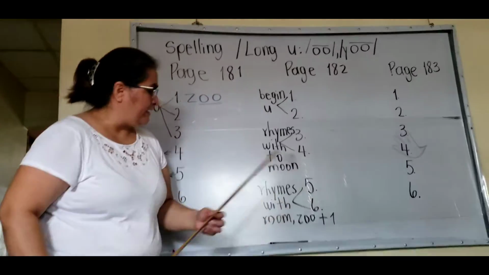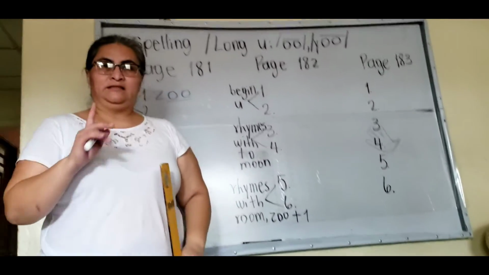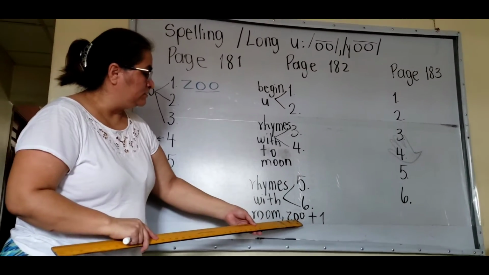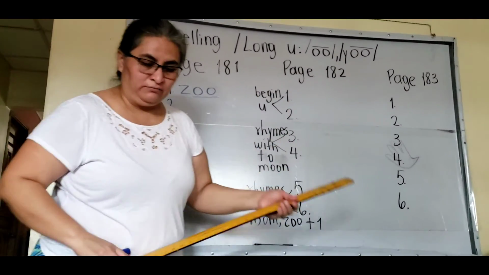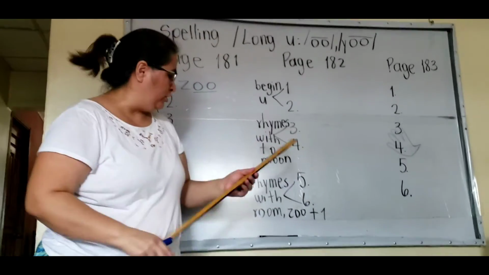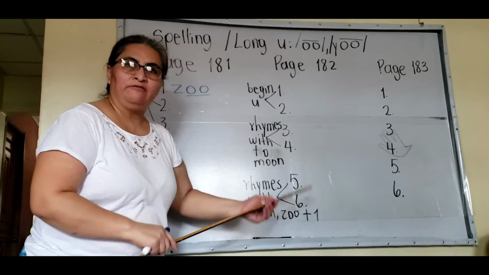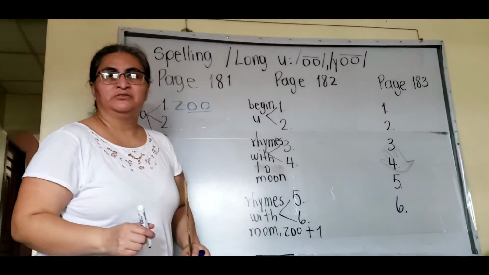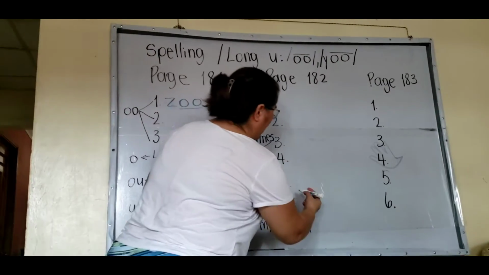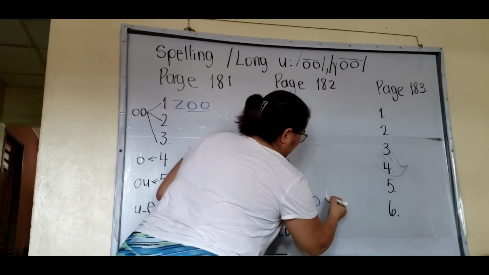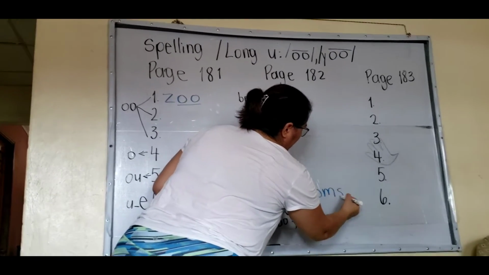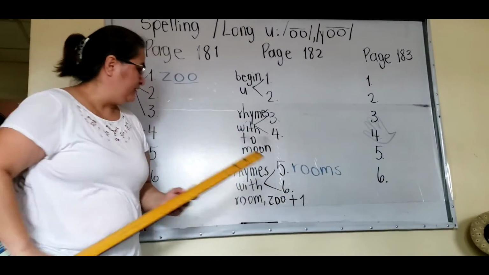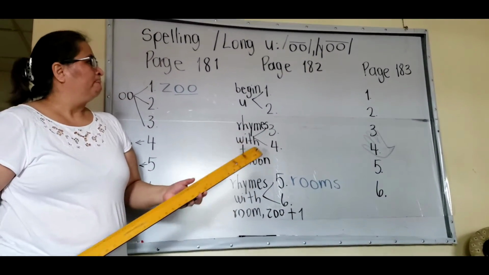In numbers 5 and 6, you will write the words that rhyme with room and zoo. But here you will add one more letter to each one of these. For example, room, rooms, because you are talking about more than one. So you have to make this one, and you will solve number 6.